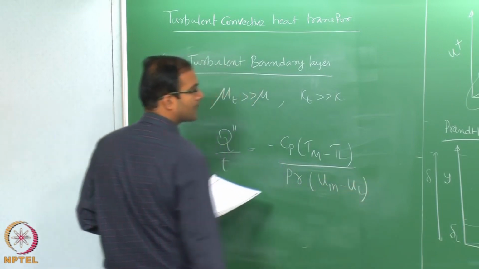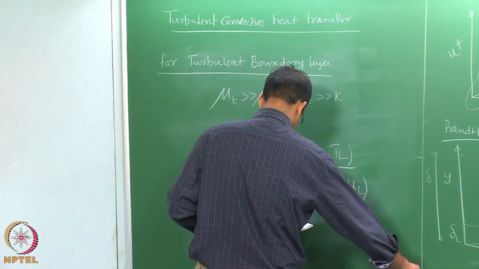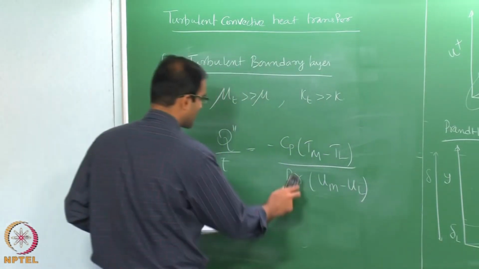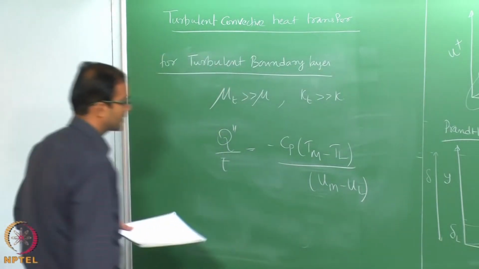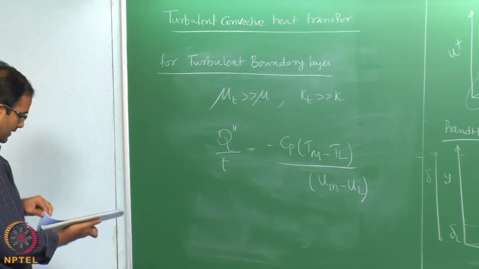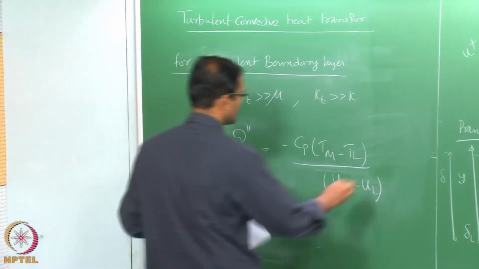So, where do you have Prandtl number here, because this is turbulent. So, this is PRT is equal to 1. So, therefore, we can write it. So, therefore, now we have this is your equation number 4.